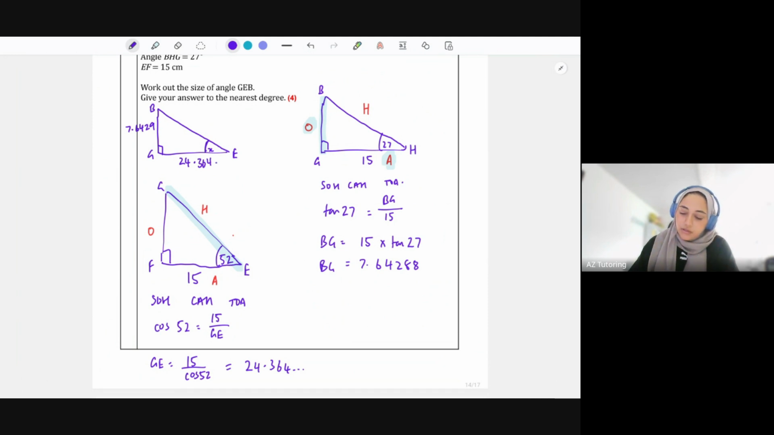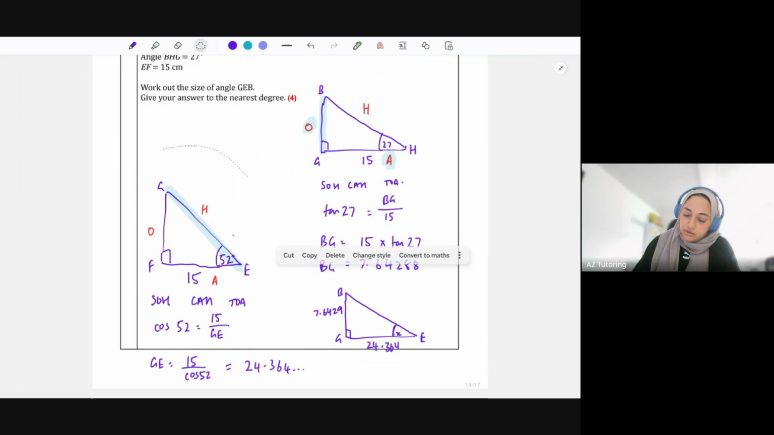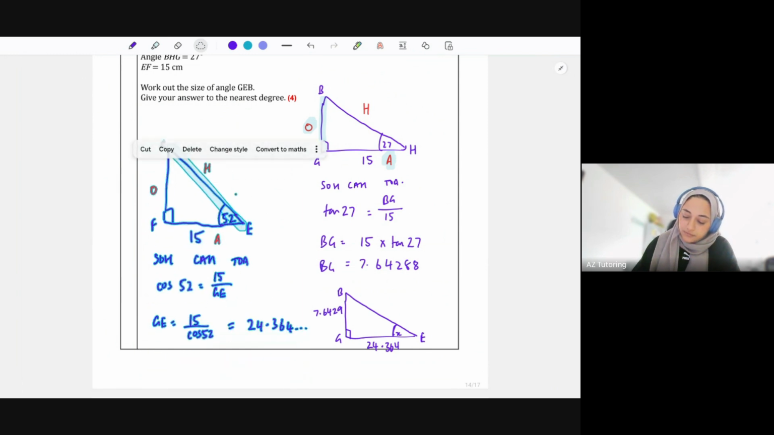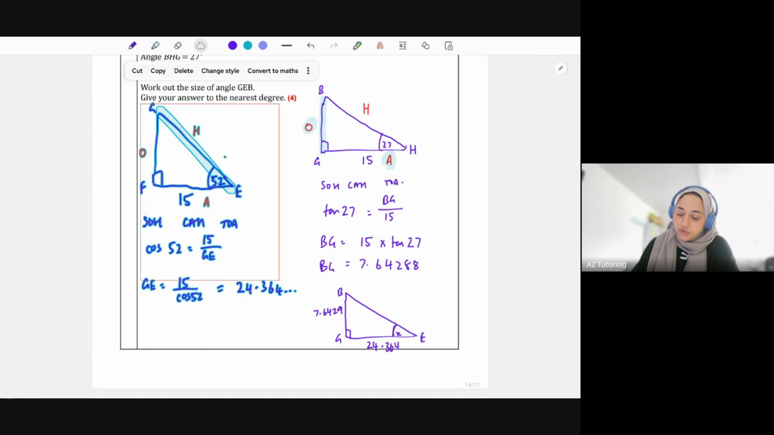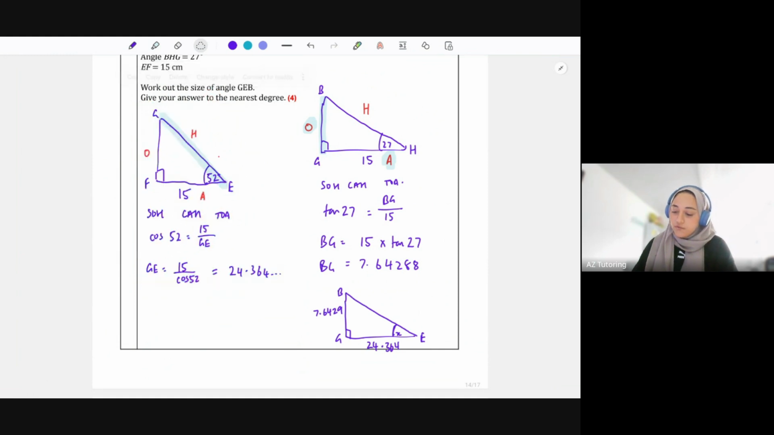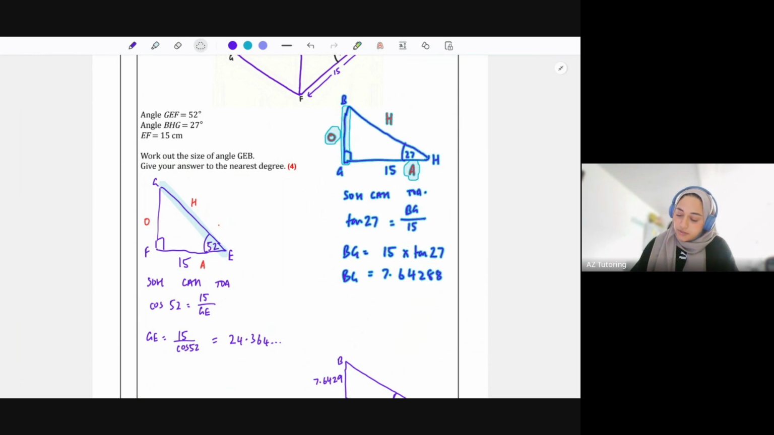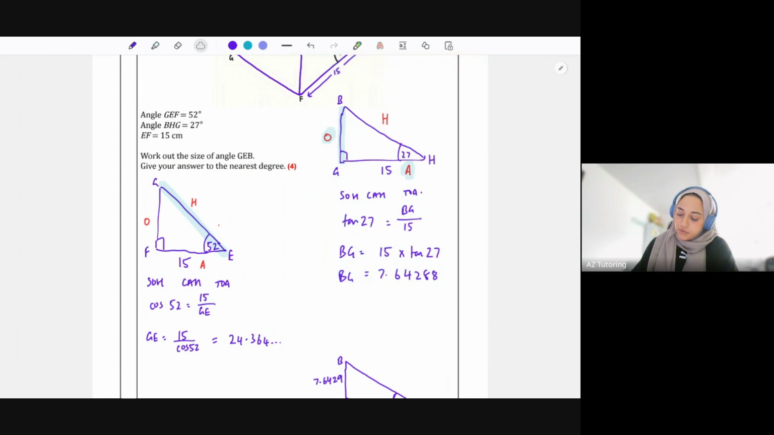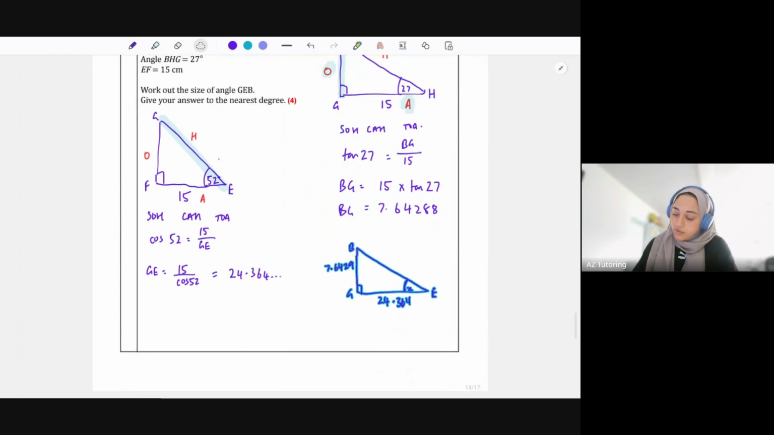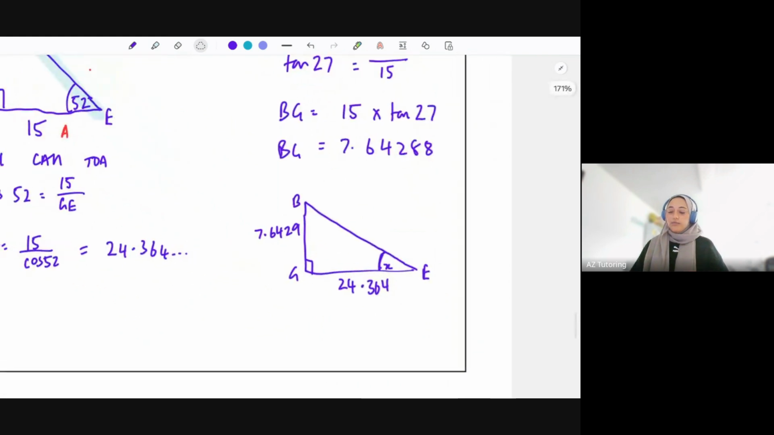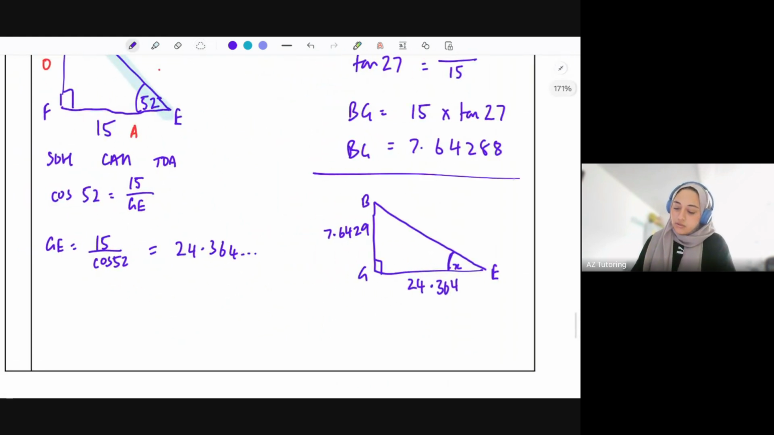So we found GE, I can put it on the top, 24.364. Okay, so now looking at this triangle, let me bring this triangle to the bottom. Put this one up to the top. By the way, there are many different ways you could have done this question. This is just one of the ways. I'll just bring this a bit up so we've got space. Okay, so now we can work out x because we've got two lengths now. So let's keep this separate.